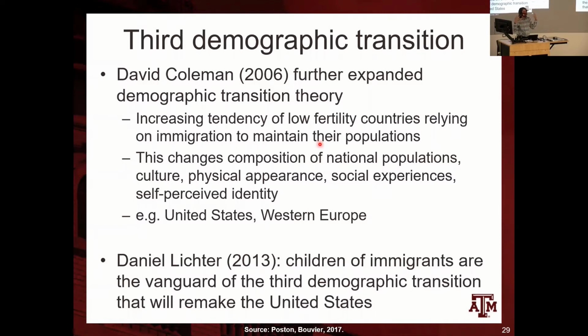So that was the main argument that Coleman was making in his study: exactly because you have declines in fertility and improvements in mortality, you pass through this aging population. Then you're going to have pressure in the country because you're going to have a smaller proportion of people in labor ages. How do you deal with that? You stimulate immigration. People from other countries in labor ages immigrate to a specific country so they can work for that country. And this changes the composition of national populations, culture, physical appearance, social experience, and self-perceived identity.